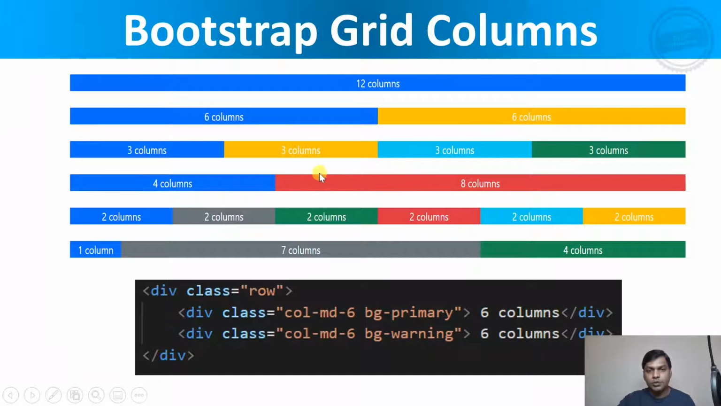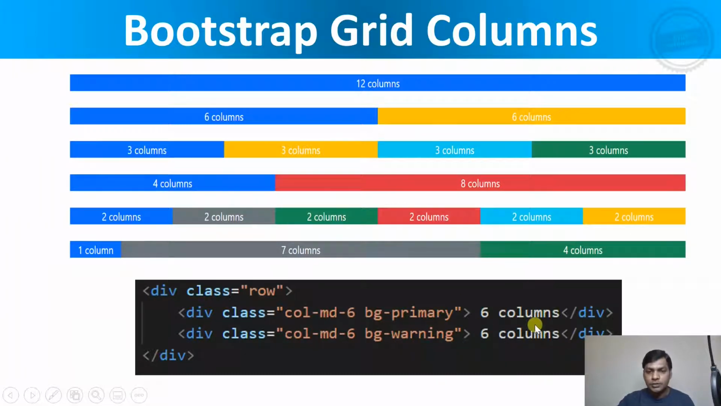And like this you can divide your row as per your requirement, and here I am dividing the first part as 4 columns and the remaining 8 columns. Overall, the target here is that whatever columns you divide into, if you add them up, they should become 12. For example, here I am dividing into 6 and 6, and 6 into 2 becomes 12.